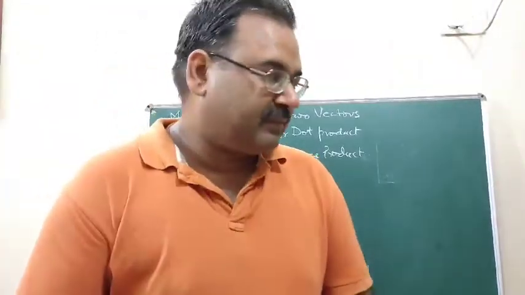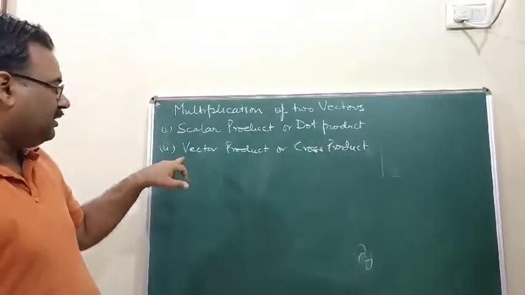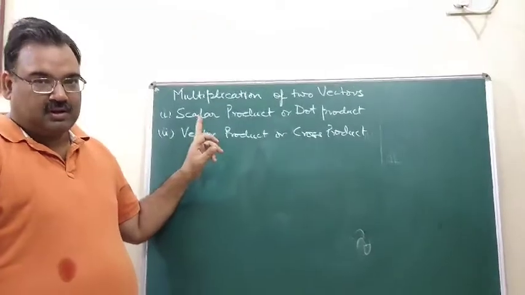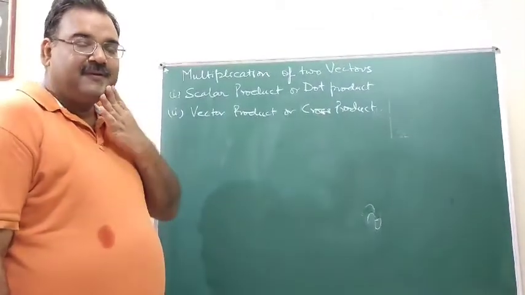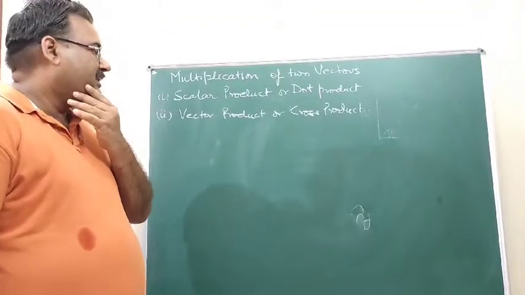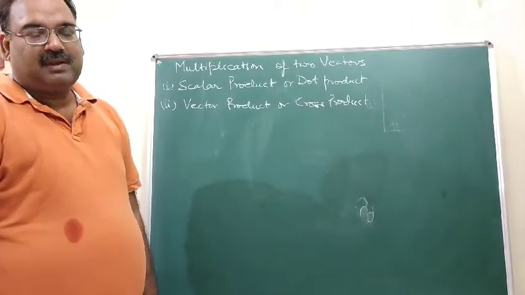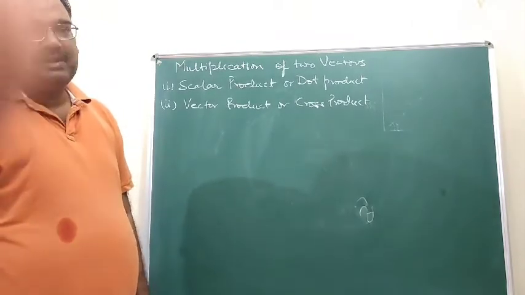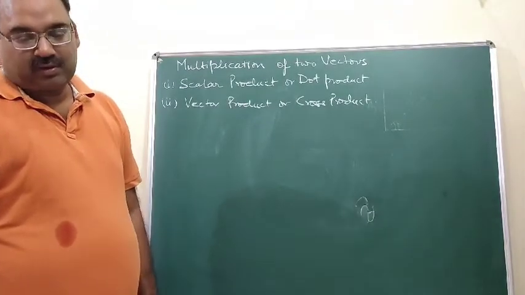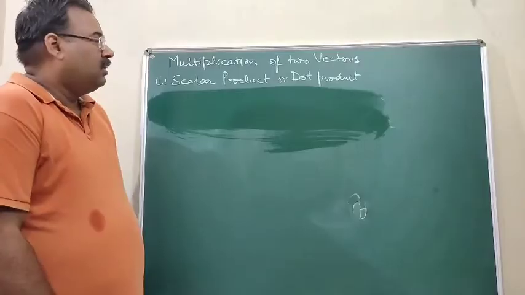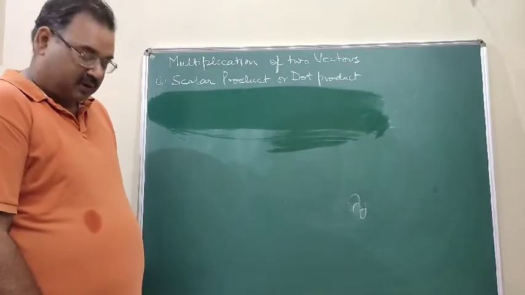So we have multiplication of two vectors: scalar product or dot product, vector product or cross product. Is it clear? Two vector quantities when multiplied will give you a vector quantity, it is a vector product. And if two vector quantities multiplied give you a scalar quantity, then it is known as a scalar product or a dot product. First we will discuss scalar product or dot product.